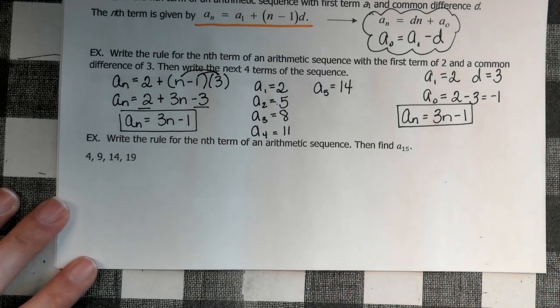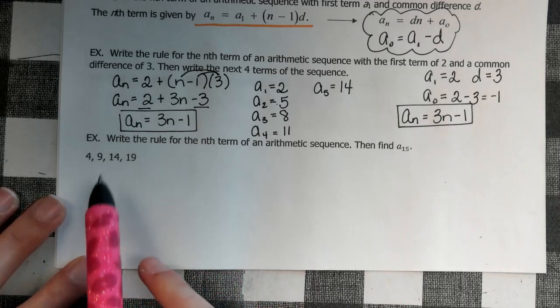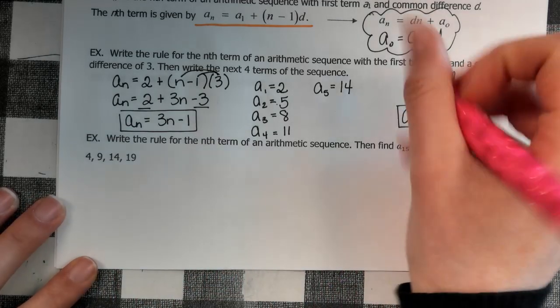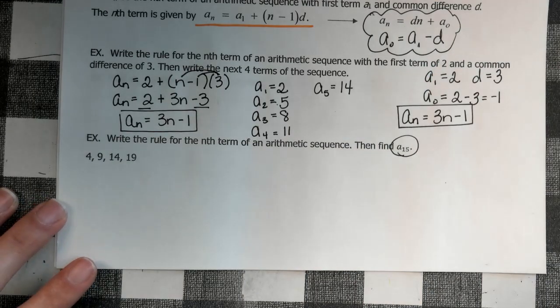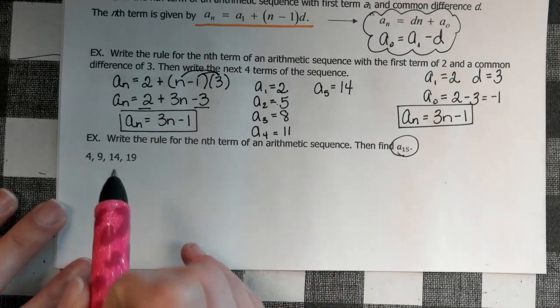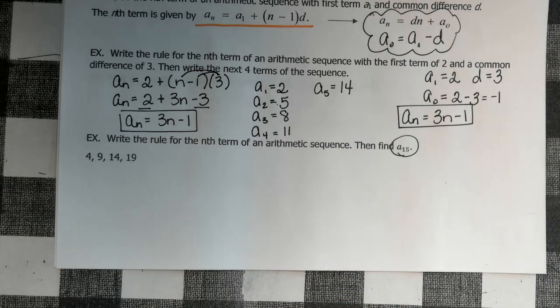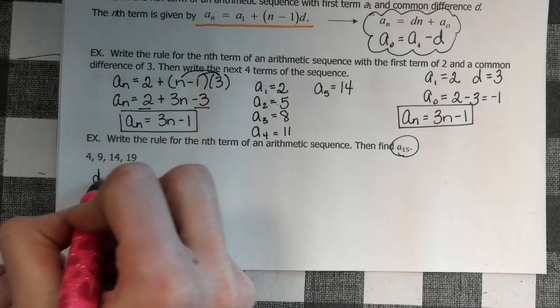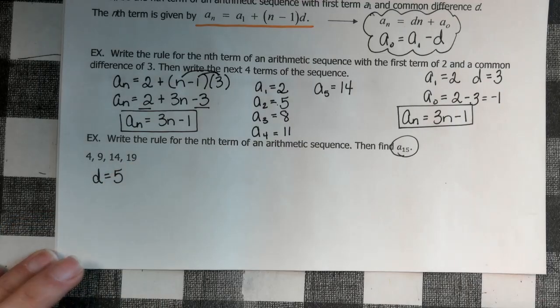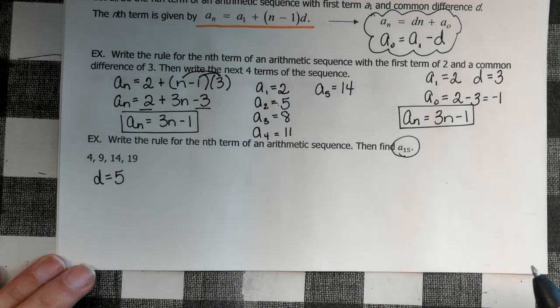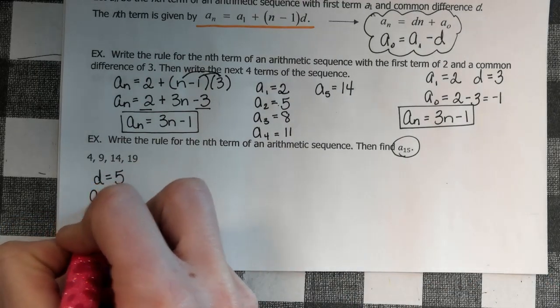So then we have: write the rule for the nth term of an arithmetic sequence, then find A15. This is typically what your problems are going to look like. I give you the sequence, and then I specify which value to find. If I give you the sequence, your first step is always to find your common difference. So if I have 4, 9, 14, and 19, what is my common difference? 5. I'm adding 5 each time, so it's a positive 5. What is my A1?